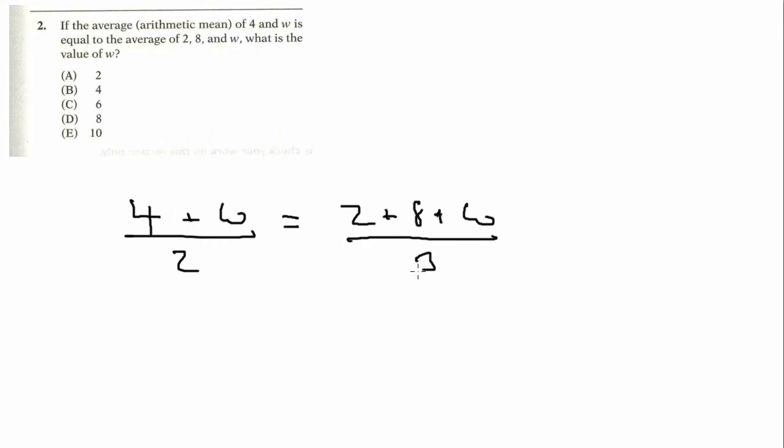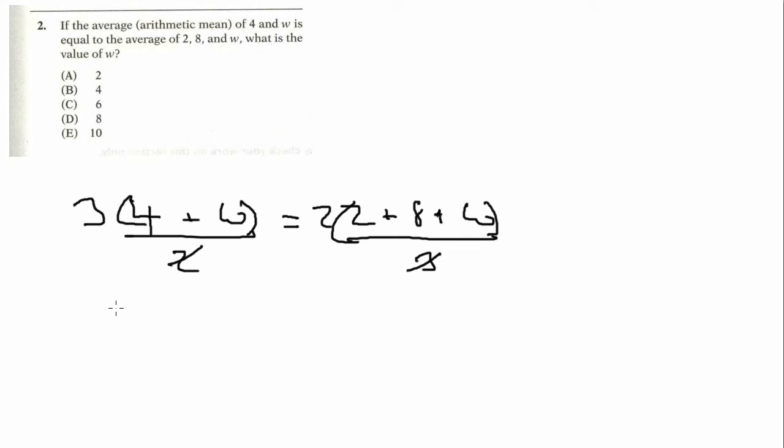Alright, here the arithmetic mean, the average of 4 and w is going to be 4 plus w divided by 2 because we have two elements, and they say that it's the same average as 2 plus 8 plus w, and since there are 3 items here we have to divide by 3. We want to get rid of the 3 and the 2, so we multiply by 3 here, and here we want to multiply by 2 because we're multiplying both sides by 2 and by 3.